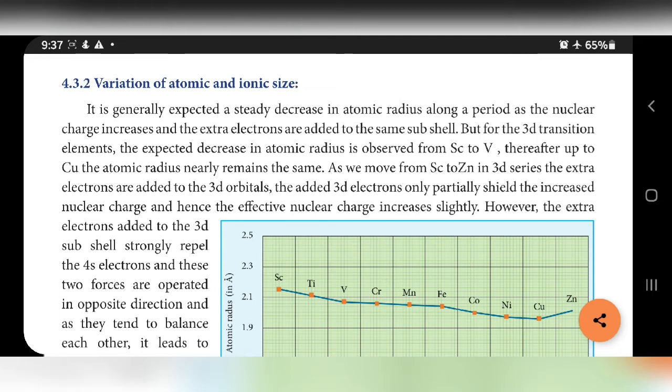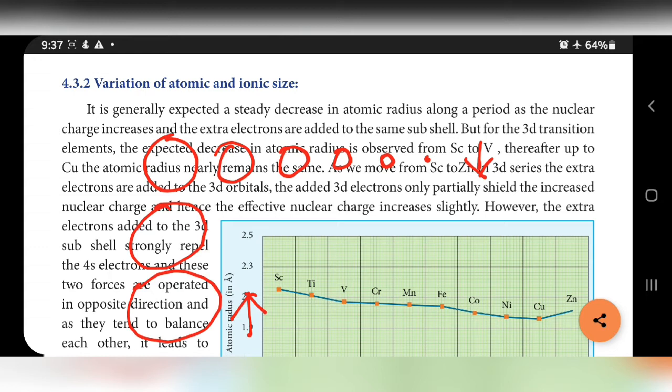Next topic, variation of atomic and ionic size in d block elements. Variation of atomic size and ionic size. Usually in the periodic table, if you are moving from left to right, size decreases. If you are moving top to bottom, size increases. Left to right, size decreases. Top to bottom, size increases.